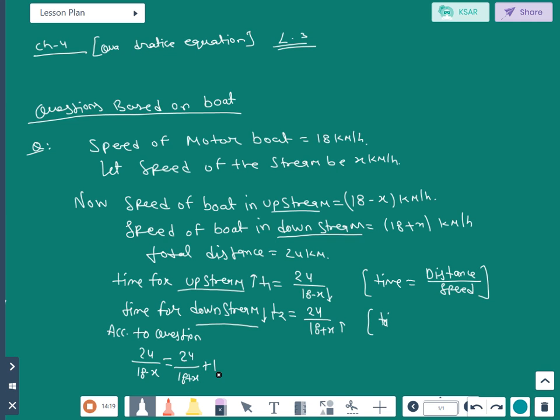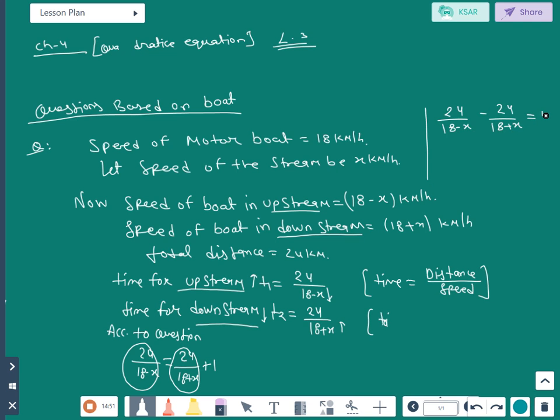Because what is the meaning of an equation? Both sides balancing. So here upstream requires more time. Now this quantity is greater and that is smaller. So should we do the addition in the smaller quantity or in the greater quantity? Addition we will do in the smaller quantity. So we obtain the equation 24 upon 18 minus x minus 24 upon 18 plus x is equal to 1.